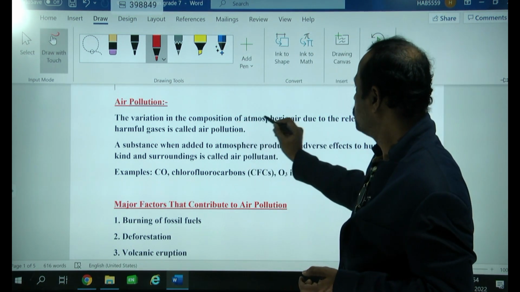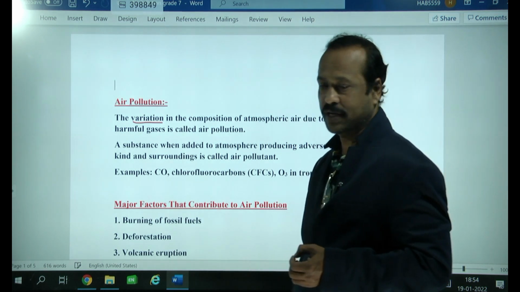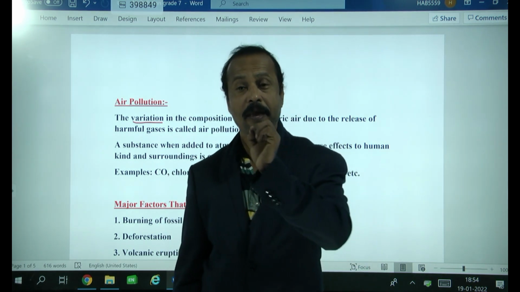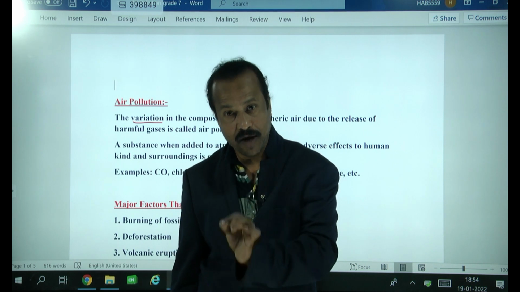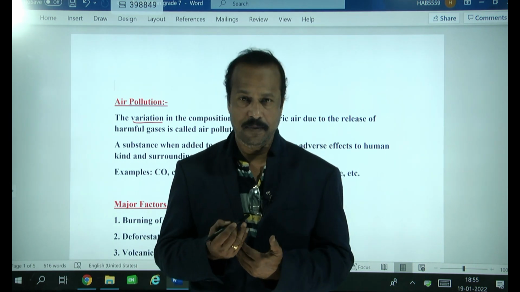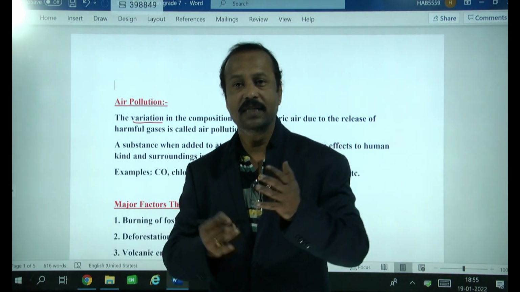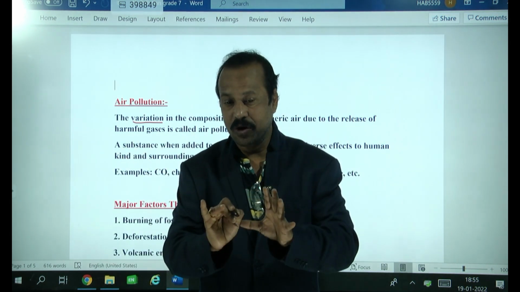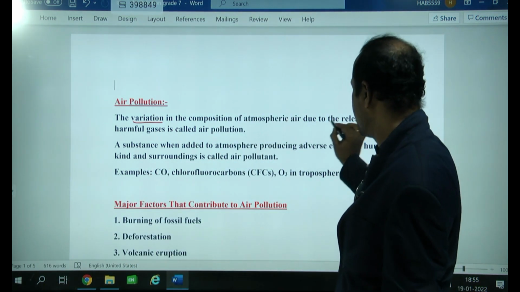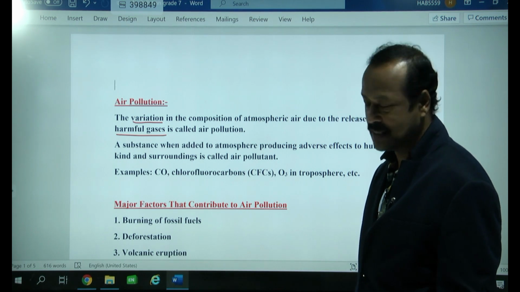So how can we define air pollution? The variation in the composition of the atmosphere due to the release of harmful gases. See the variation. Actually, what should the composition be? 78% nitrogen, 21% oxygen, and in the 1% other gases, 0.03% carbon dioxide. That should be the correct composition, which is good for the health of human beings and animals also. But due to industries and increase in population, some harmful gases are released, so this variation is changing. So the variation in the composition of atmospheric air due to release of harmful gases is called air pollution. Is this clear?